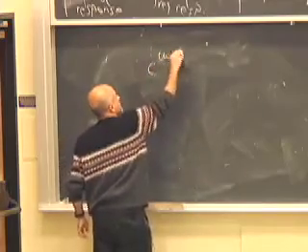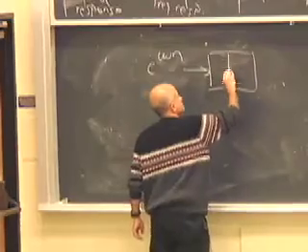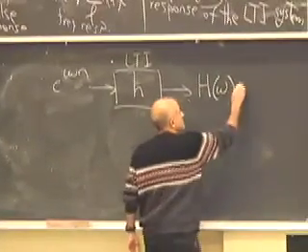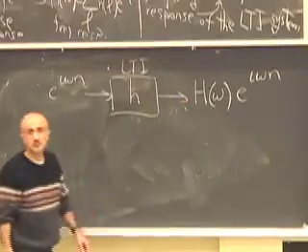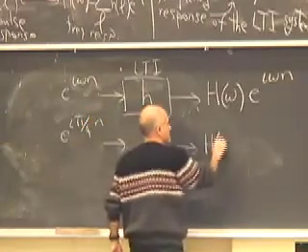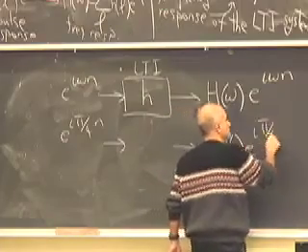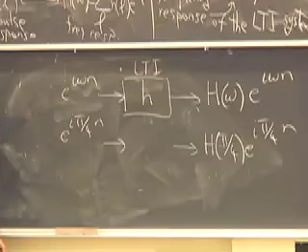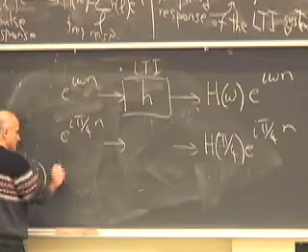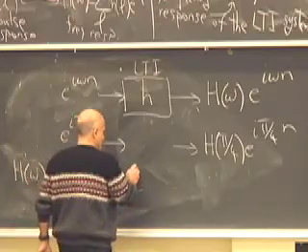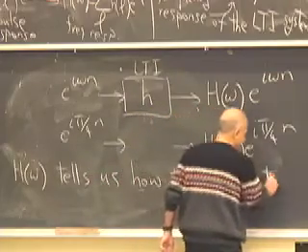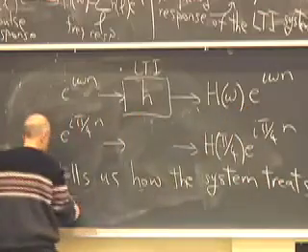e to the i omega n went in. And H of omega, which is some complex quantity, times e to the i omega n came out. So if I send in, for example, e to the i pi over 4 n, I get out H of pi over 4, e to the i pi over 4 n. This frequency response tells you how the system treats frequency omega.